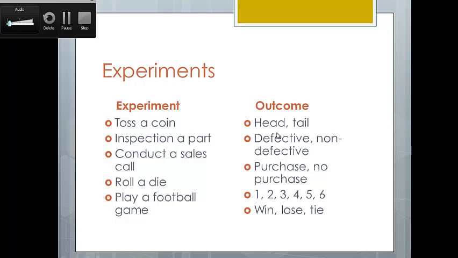That might be the number of defective or non-defective parts in an inspection, or whether or not someone purchases a product based on a sales call, those types of things. So those are the probabilities that we don't automatically know. Same as a football game: win, lose, or tie.